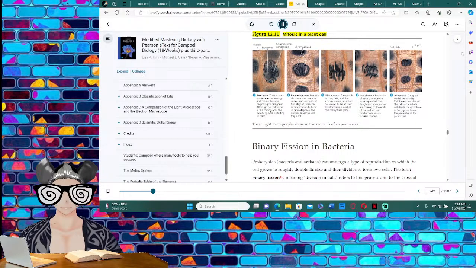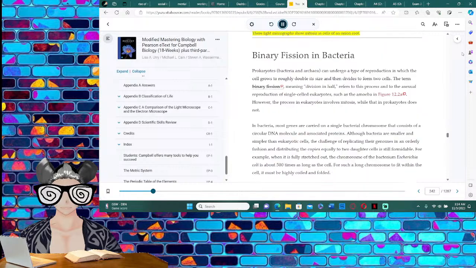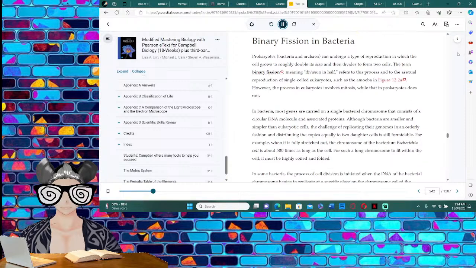Figure 12.11 Mitosis in a plant cell. The five stages of mitosis in a plant cell: prophase, prometaphase, metaphase, anaphase, and telophase. Scale for micrographs, 10 micrometers. These light micrographs show mitosis in cells of an onion root.